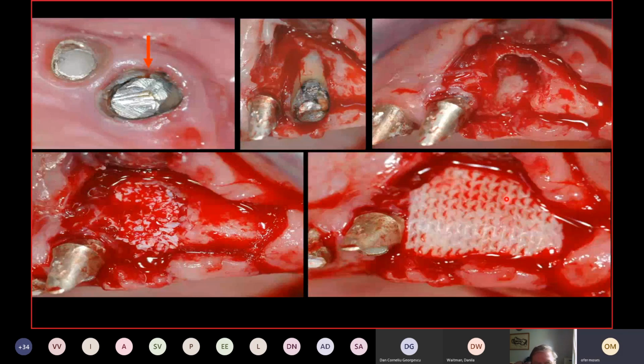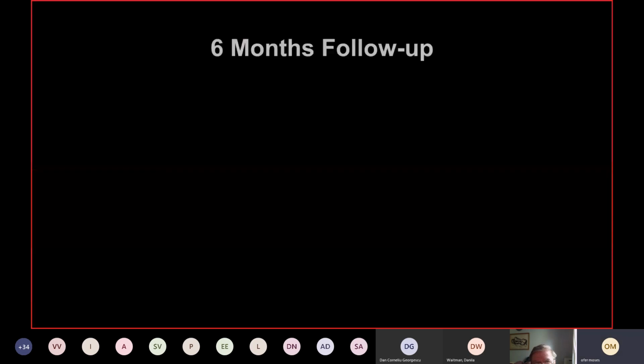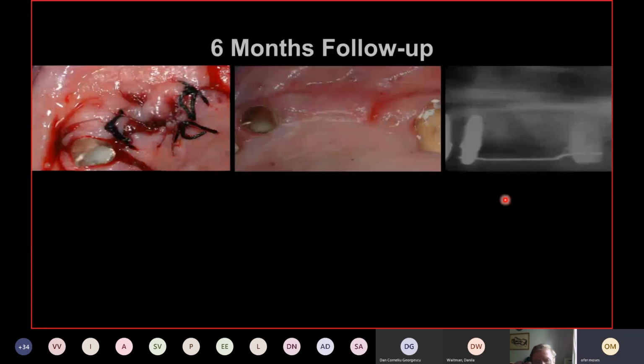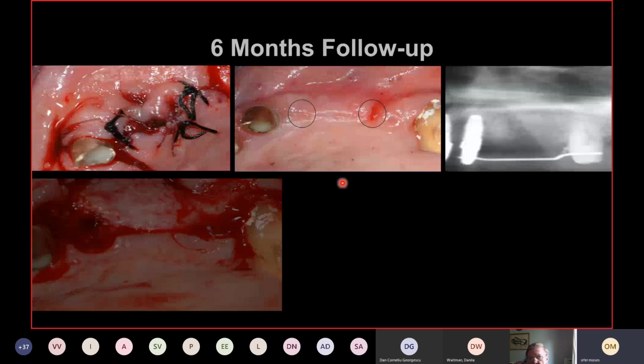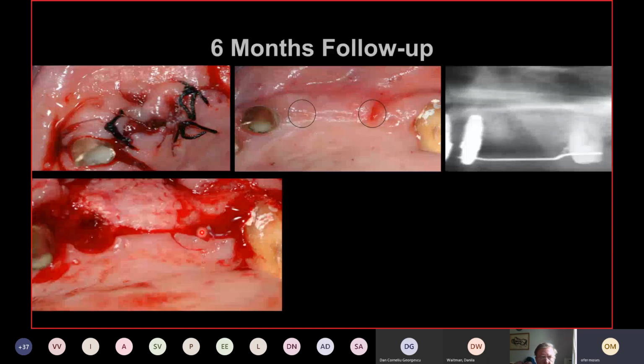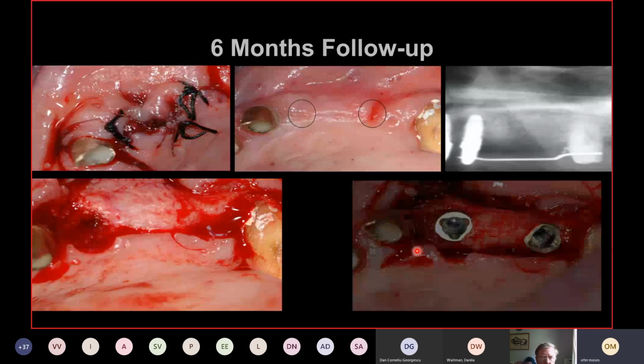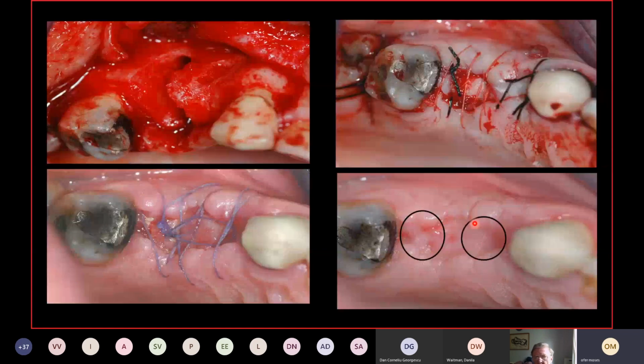6 months after, we took biopsies from this case, one from here and one from here. And you can see after removing the biopsy with a punch, we have installed 2 implants, and this was a non-perforated case.